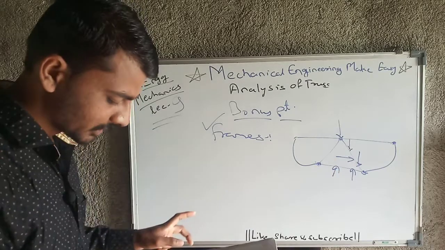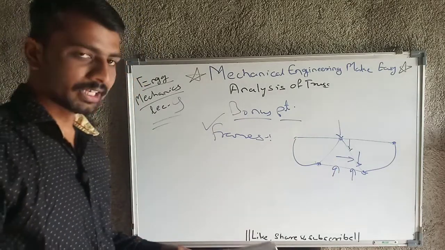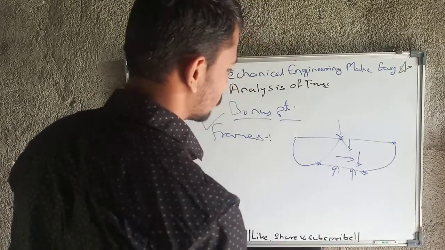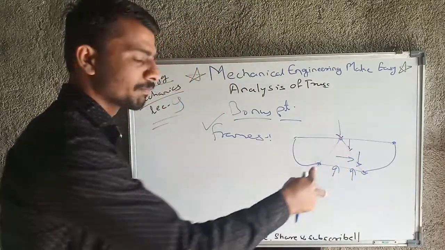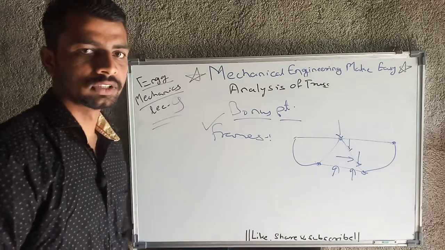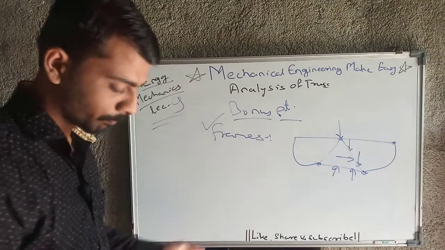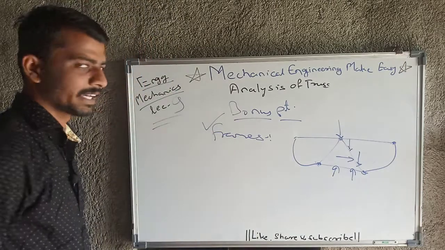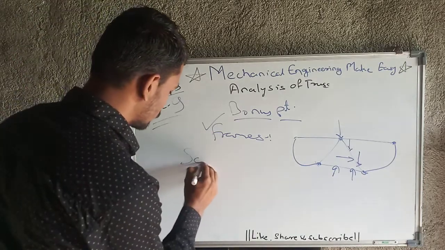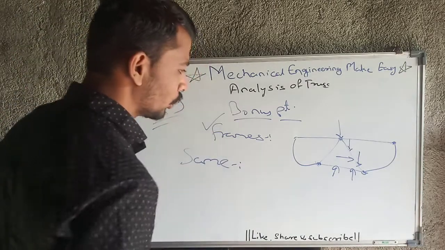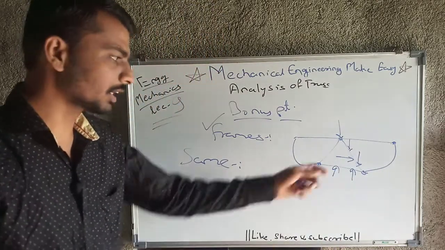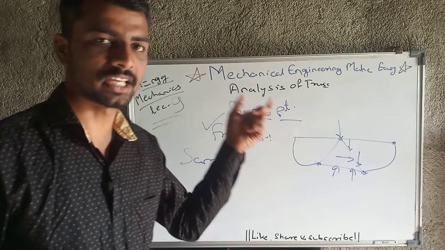Next, there will be at least one multi-force member. Likewise, I have shown here what exactly a multi-force member is. It means that forces are applied on the member itself, which is called a multi-force member. For frames, the analysis will be the same, but only for that multi-force member the analysis will change. For other members, the analysis will be the same as a truss.